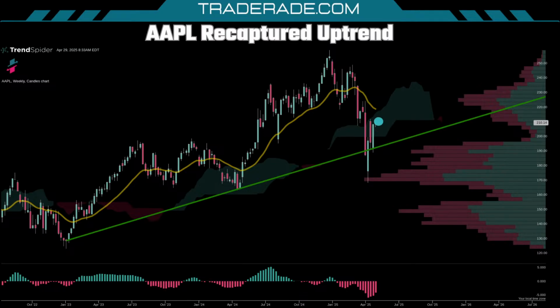On the other side of it, breaking above the cloud and the 21-week moving average likely puts us on a track to retest 240 to 250. So Apple is also sort of in its decision zone. Earnings could be consequential for this one.